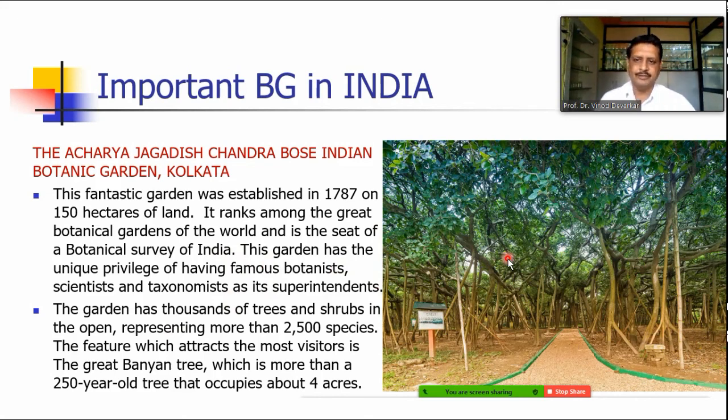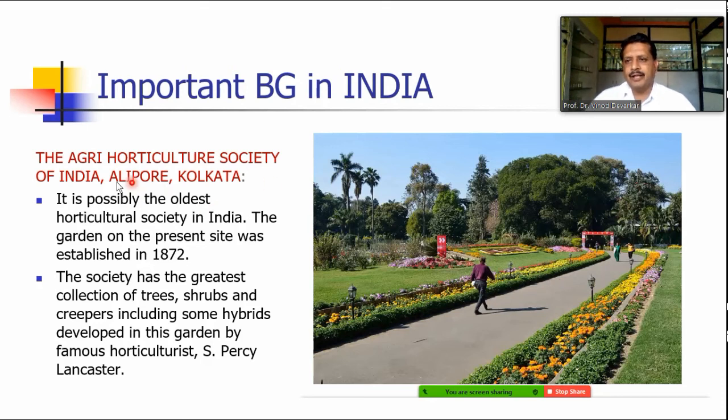Then another botanical garden, of the Agri Horticultural Society of India, is at Alipur, Kolkata. This is also one of the important botanical gardens and possibly the oldest horticultural society in India. This garden on the present site was established in 1872. The society has the greatest collection of trees, shrubs and creepers, including some hybrids developed in this garden by the famous horticulturist S. Percy Lancaster, who developed many varieties for India, and these have been planted in this botanical garden.